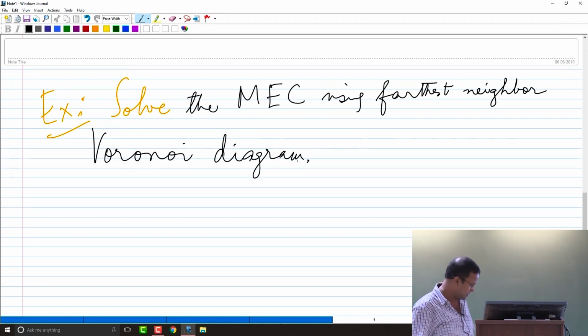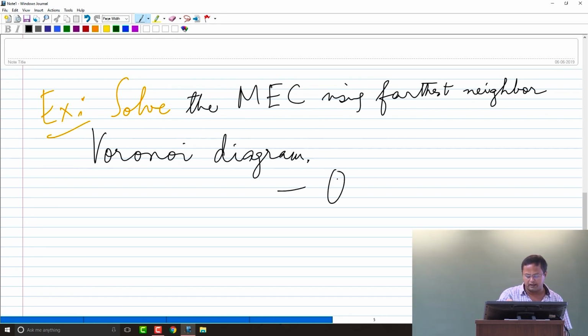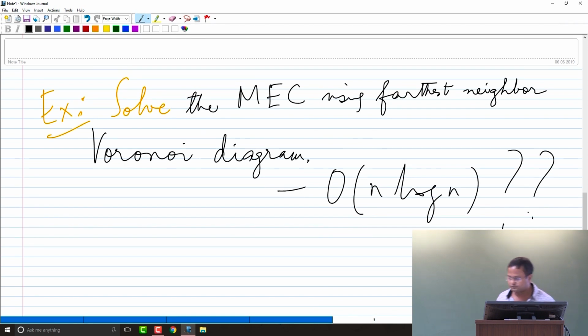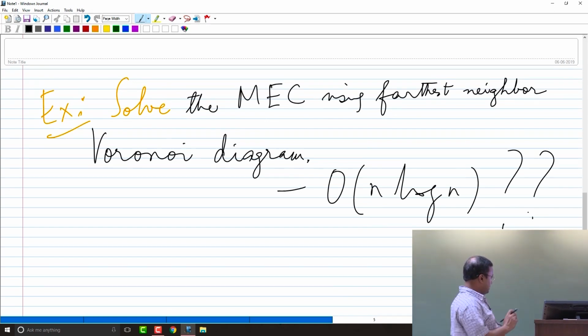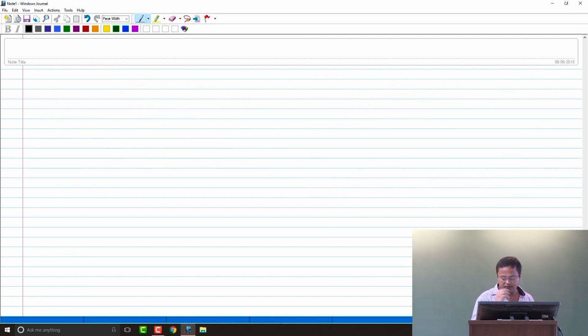So, think of this exercise. For that, what you have to do is look at the characterization of the farthest neighbor Voronoi diagram and then just look at this Voronoi diagram to figure this out. So, I hope we can possibly do it in n log n, but we are a little bit more ambitious. Linear, and our framework again would be this.